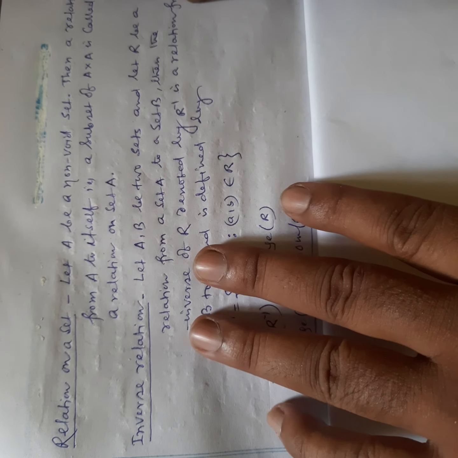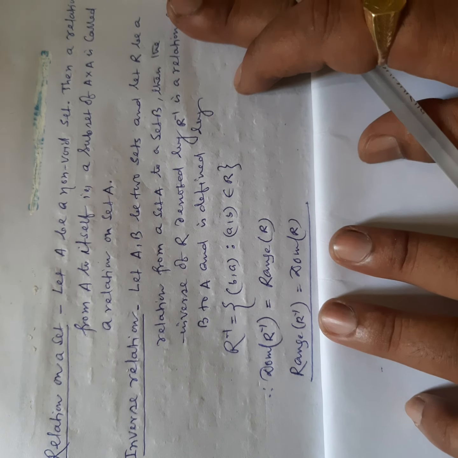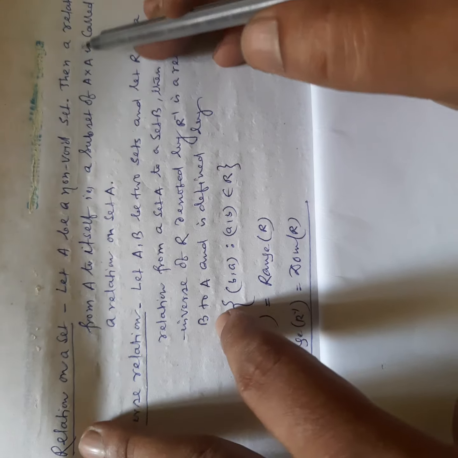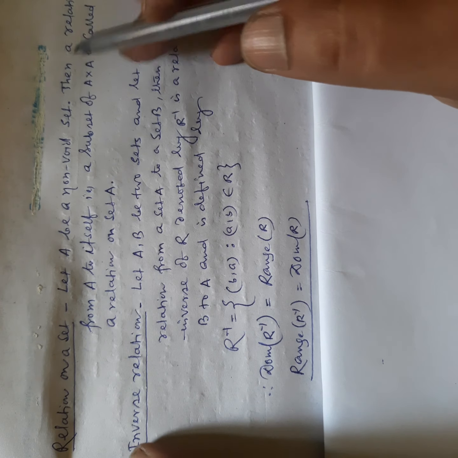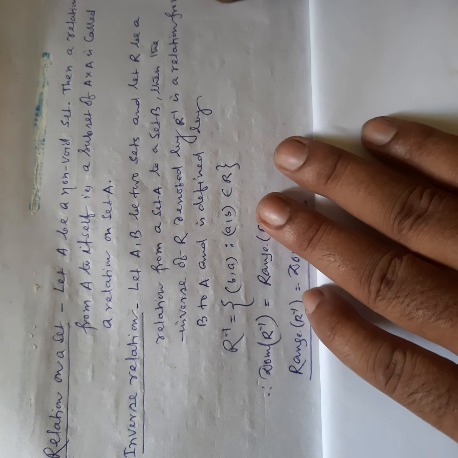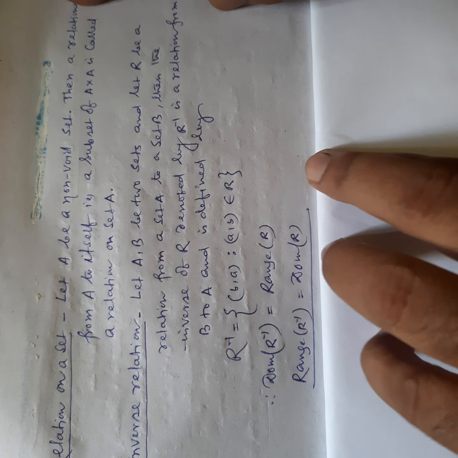A relation on a set. Let A be a non-void set. Then a relation from A to itself, that is a subset of A cross A, is called a relation on set A.